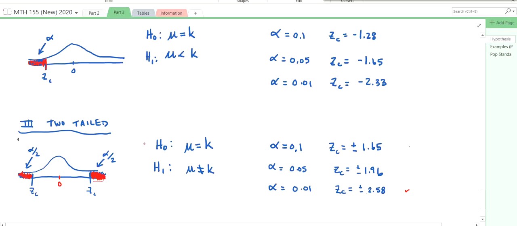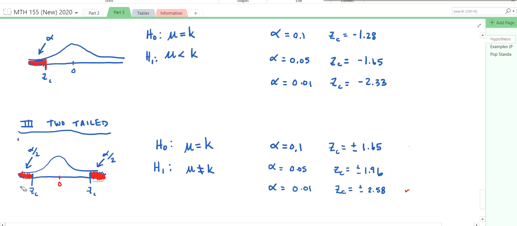Now, I guess I hadn't mentioned this yet, but the null hypothesis, again, is the same, where the population mean is equal to some constant value, and your alternate hypothesis is that it does not equal that. So potentially, your test Z could be over on this side of the plot, or it could be over on this side of the plot. It just depends how it turns out.